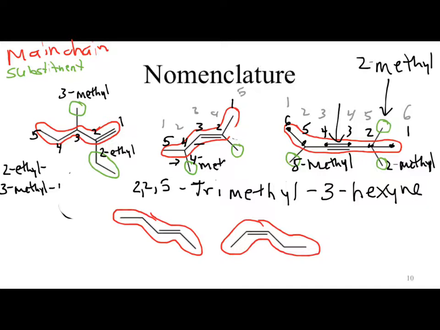So it's going to be pentene. Where's our double bond? At position 2. So we've got 2-pentene. What about our structure on the right? Also 2-pentene.